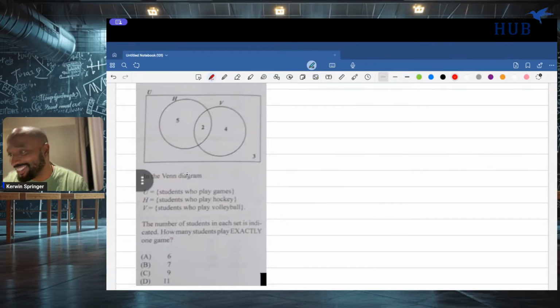Not me. The Venn diagram. This is U, this is V. Students who played hockey. The number of students in each set is indicated. How many students play exactly one game? 5 and 4 is 9. Kind of free marks question is this, boy?